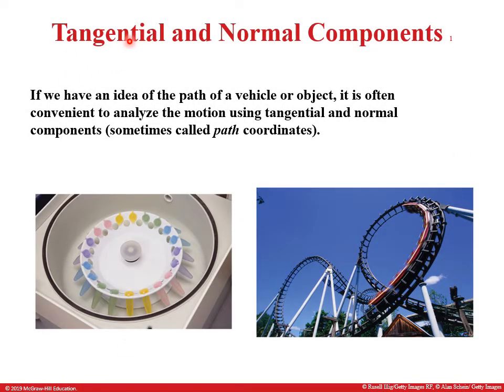Okay, so we're going to be talking about tangential and normal components of acceleration and how we can utilize and exploit the tangent and normal directions of a dynamics problem to better understand the equations of motion for a given system. If we have an idea of the path of a vehicle or object, it is often convenient to analyze the motion using tangent and normal components, sometimes called path coordinates. So tangent would be tangent to the path here, and normal would be normal to the path. And we'll see that even more clearly on the next slide.